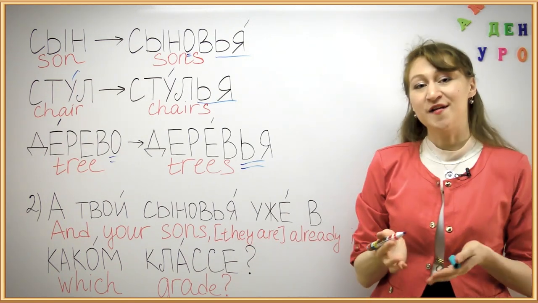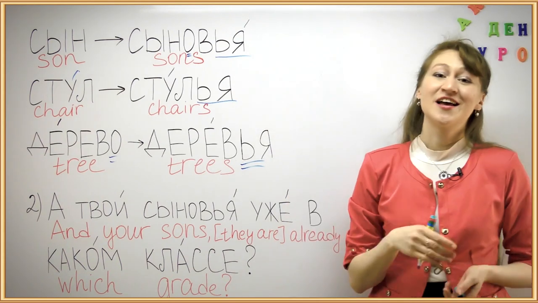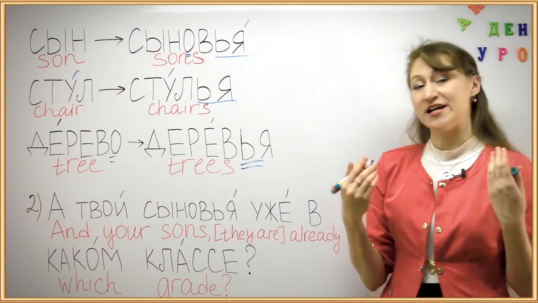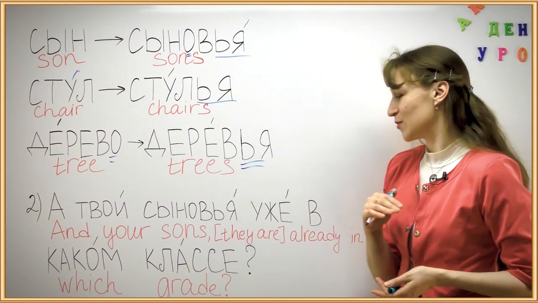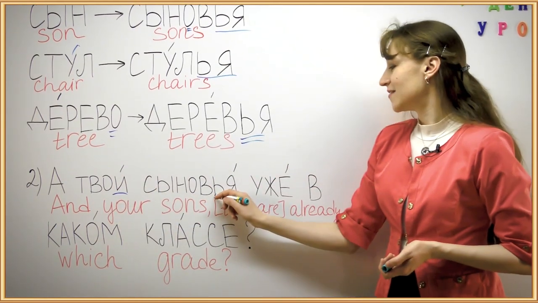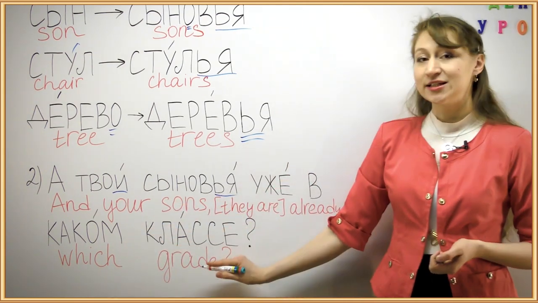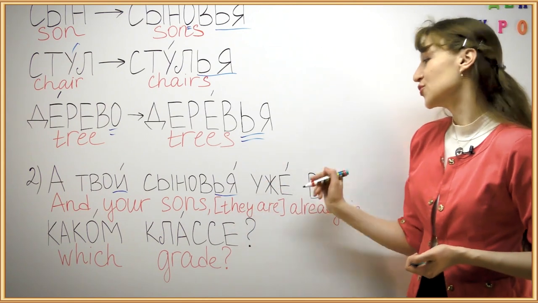So, the example phrase. If your fiancée has children, particularly sons, and you want to show her that you are interested in their lives, how they are doing, you can ask her this question. For example, а твои сыновья уже в каком классе? So basically, what grade are they in at school?